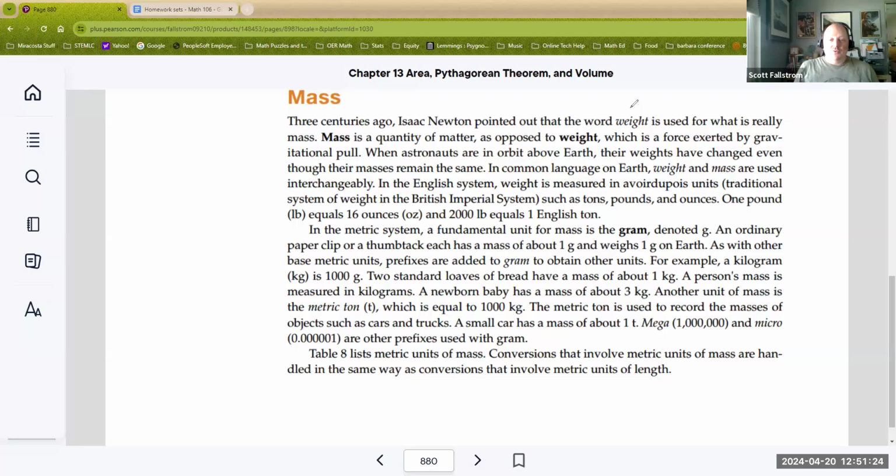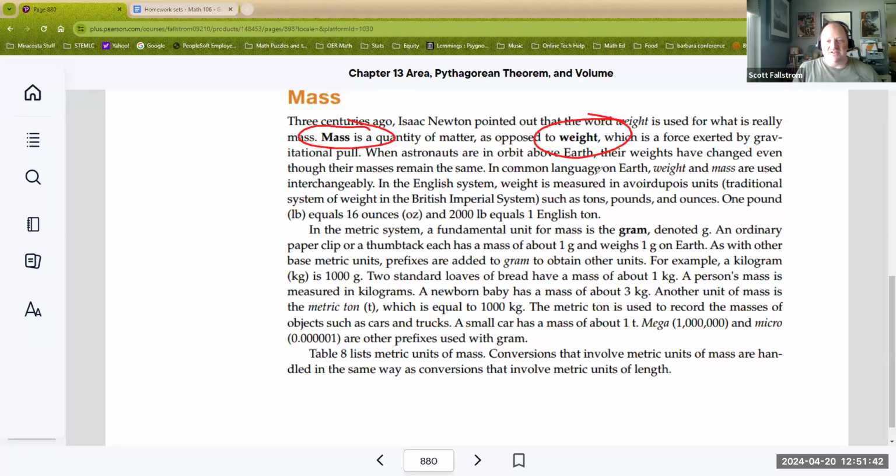If you are on the moon, I think the moon is like 1/6 of Earth's gravity. So you see people who look like they're hopping, and that's because they don't have to push very hard to go against the force of gravity on the moon, because again, it's much smaller. So I want to separate those. One is mass, the other is weight.